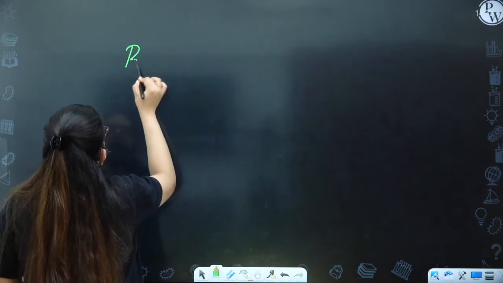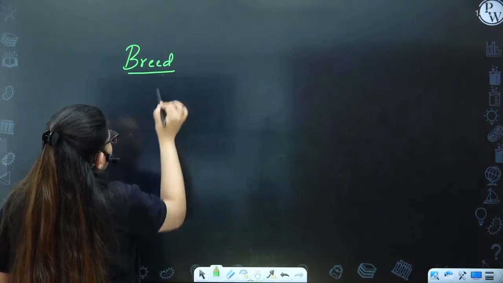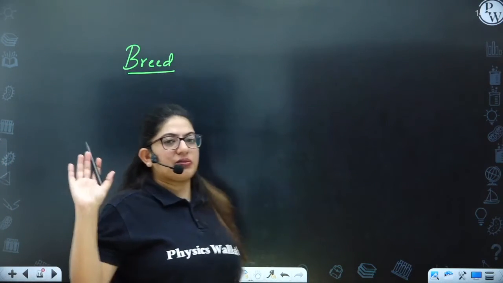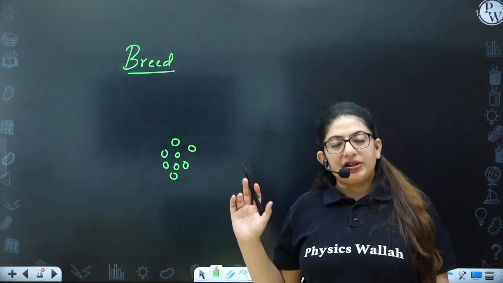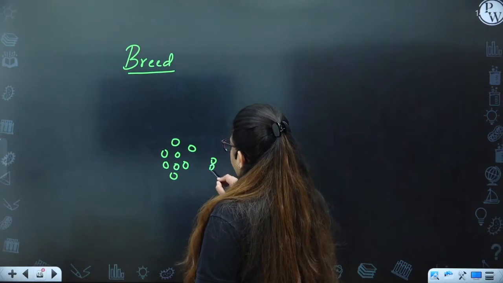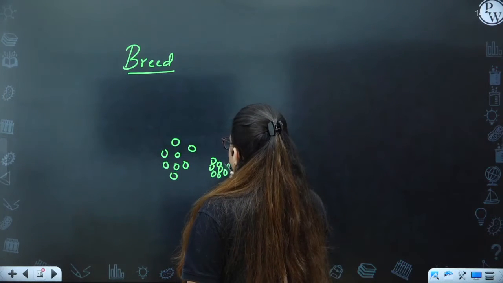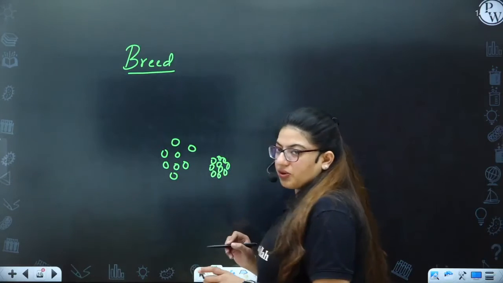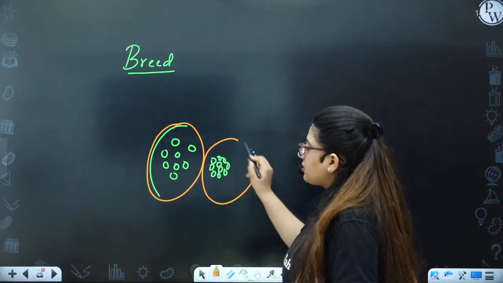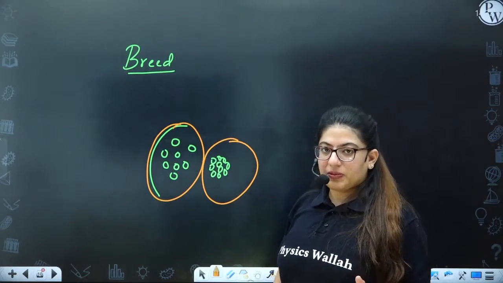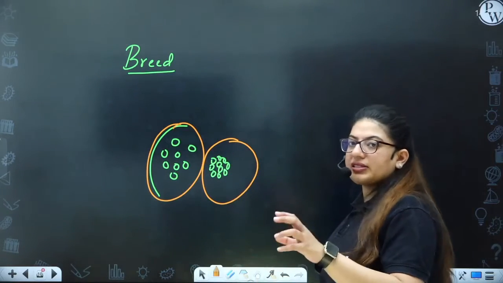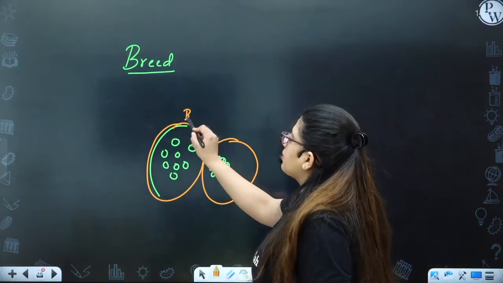If I have a group of organisms like these, they belong to the same species S. But these organisms are different from another group. Again, they are of the same species. This group and that group are both from species S, but these have certain characters which are different from the other group. So I'll say this is breed 1, this is breed 2.